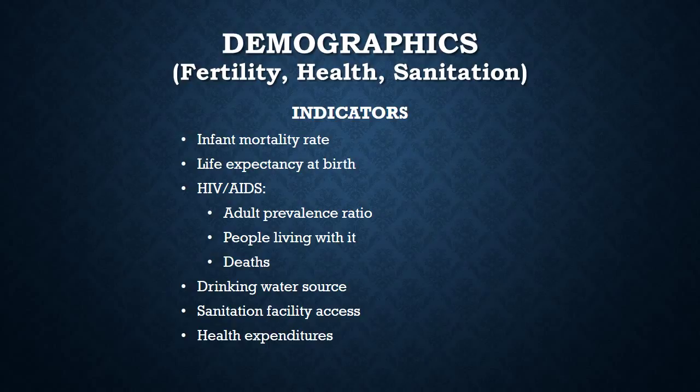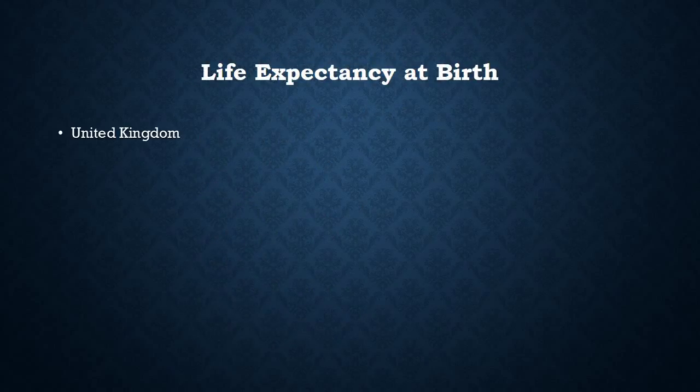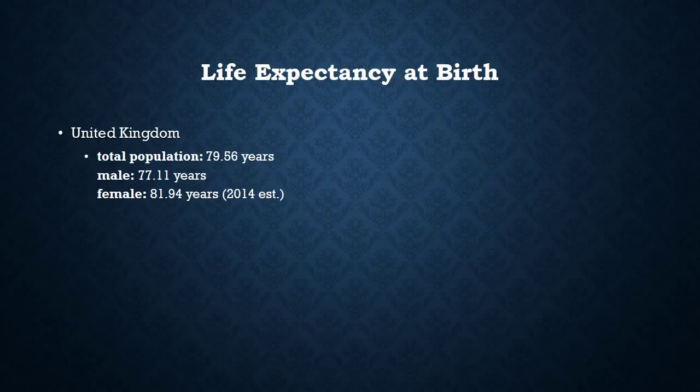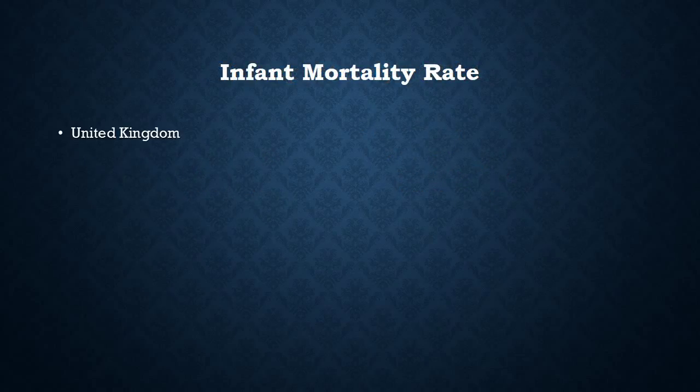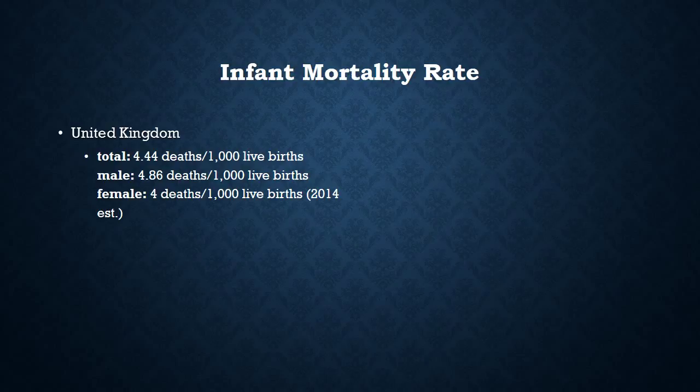For the demographics, the indicators include the infant mortality rate, life expectancy at birth, HIV/AIDS, or the adult prevalence ratio, the people living with it, and the deaths, drinking water source, sanitation facility access, and the expenditures on health. For the life expectancy at birth, the United Kingdom has a total population of 79.56 years, while the United States population is 80.42 years.